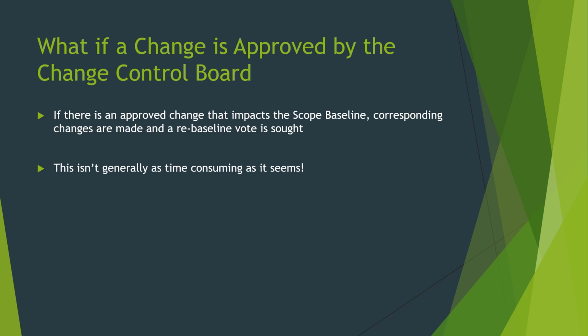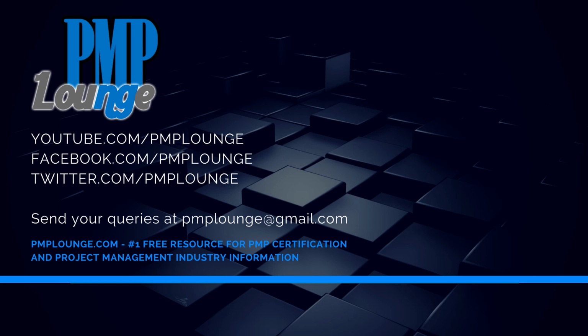So it's not like the project manager has to individually send out email after email to all the stakeholders who need to provide their baseline vote, right? These are things which can be automated. These are basically logistics. They are not generally as time consuming as it might seem. But again, if there's a change in a baseline document, yes, a re-baseline vote will be required. So I hope that answered the question.